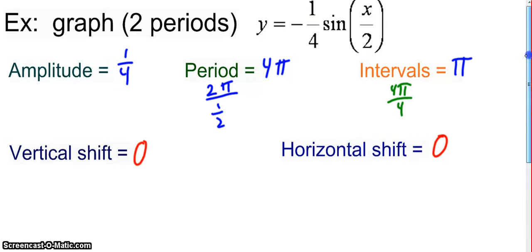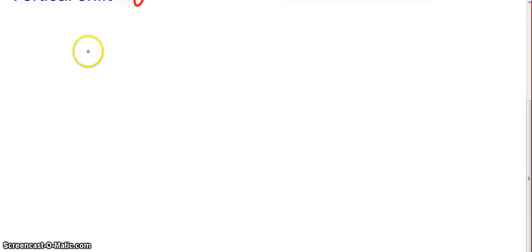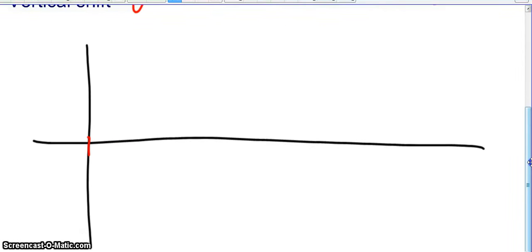Okay, so now, again, I want a couple of things to think about. The horizontal shift and the vertical shift were both 0, so the origin is going to be the start of my graph for this. So that helps me in terms of drawing my axes. All right, so I'm going to put a mark here, and then we're doing 2 periods again, right?